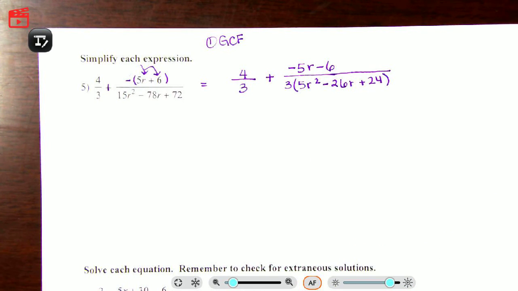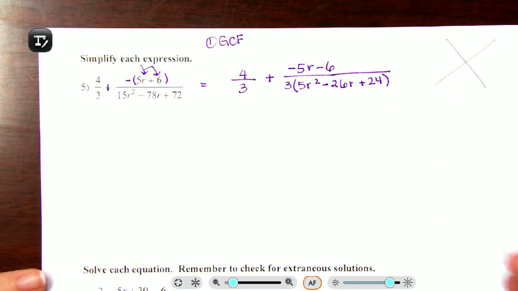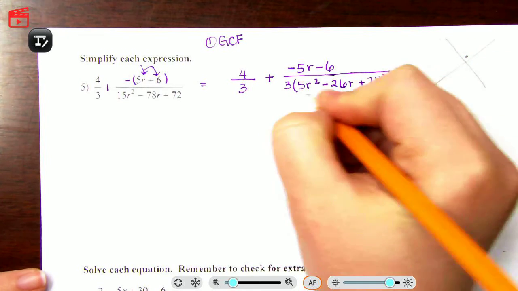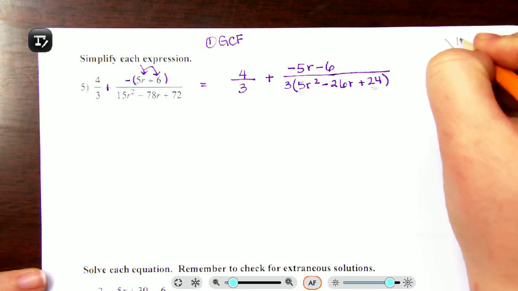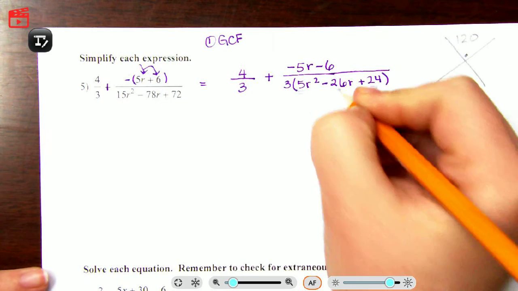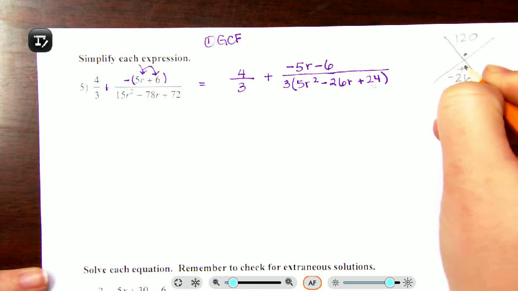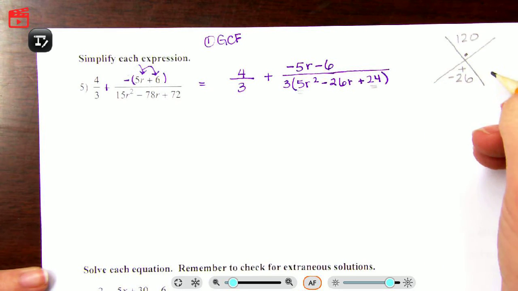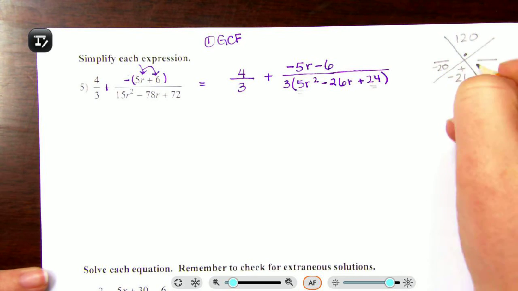So you can go ahead and use the diamond method. If you have a guess and check method that you'd like, feel free to do that as well. I prefer the diamond method, so here's my diamond. I'm going to multiply these two. So 5 times 24 is 120, and then they add to equal negative 26. So two numbers multiplying to 120 that add up to negative 26 are negative 20 and negative 6.